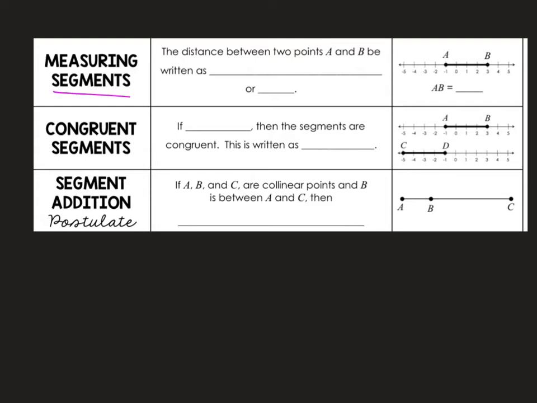First off, measuring segments. How do we measure the distance between A and B? Well, first we have to discuss that the distance between 2 points will be written as the length of AB, or we'll just write AB, and notice there's no bar above the AB. So AB written all on its own means the length of segment AB. Over on the side, really the easiest way is to just count hops, right? So there's 1, 2, 3, 4 hops. The length of that is 4.